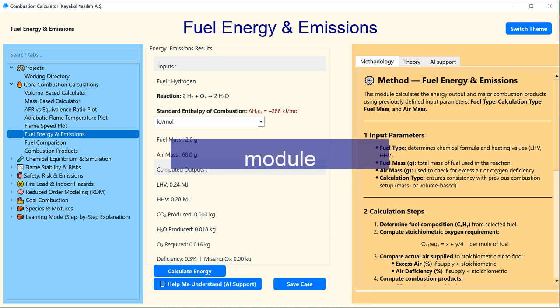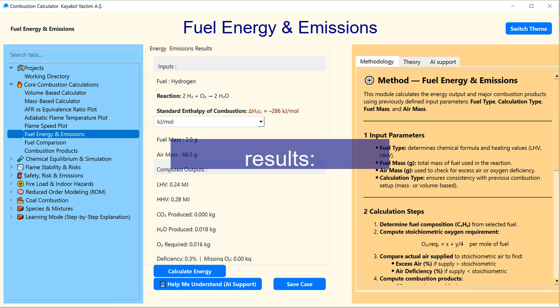Fuel energy and emissions. This module calculates the energy output and major combustion products using previously defined input parameters: fuel type, calculation type, fuel mass, and air mass. In this combustion analysis, we've evaluated the energy content and environmental emissions of hydrogen fuel using the provided masses of hydrogen and air.